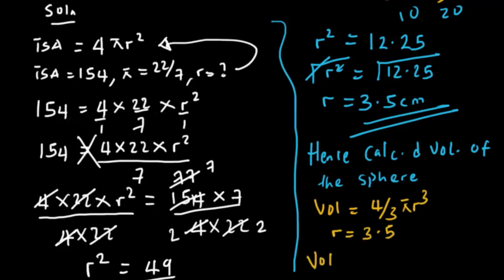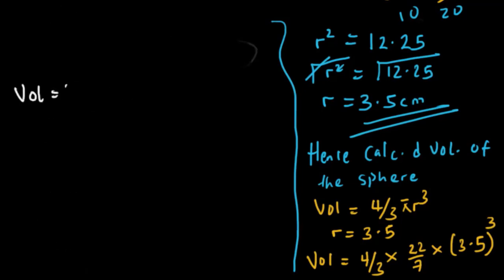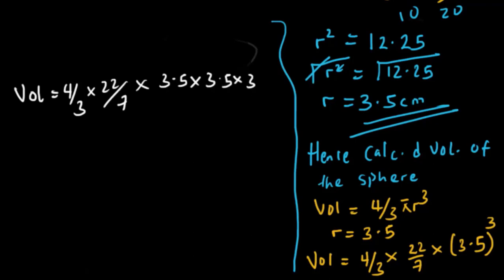And now we have our r equals 3.5. So it means that volume equals 4 over 3 times pi, which we're told to take as 22/7, times radius cubed, which will be 3.5 raised to power 3. That is 3.5 times 3.5 times 3.5. Does that make sense? So we have volume equals 4 over 3 times 22/7 times 3.5 times 3.5 times 3.5. You can expand it, I don't think you need to, but if you want to, over 1, over 1, over 1.